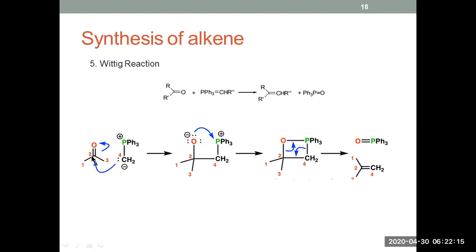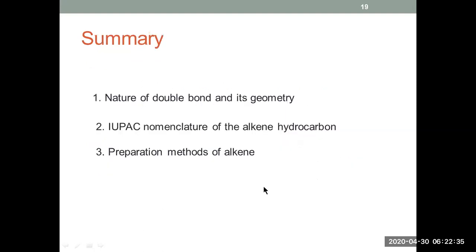This will attack over here, and this comes here, and cyclization takes place. After cyclization, this is converted into triphenyl phosphine oxide like this. This double bond, this will move here, this will move here. A carbon-carbon double bond is formed in this way.